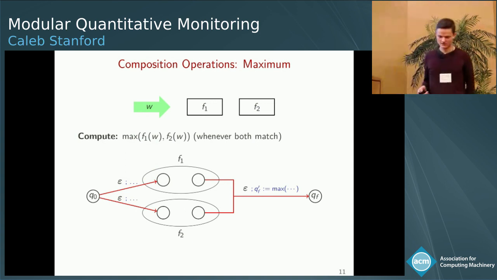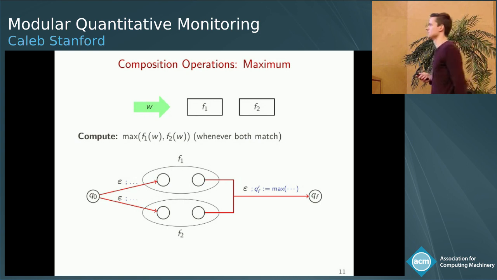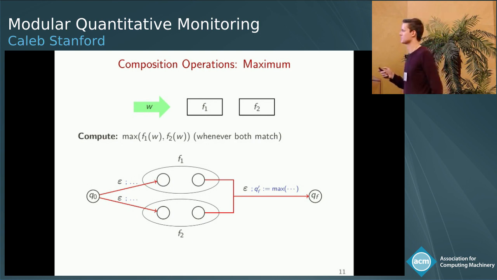Let me briefly overview how the composition operations work. I won't go into these in detail, but I'll just show you the pictures. Here's an example of an operation from your query language or specification language that you want to support. Maybe you have two functions, f1 and f2, and an input stream w, and you want to compute the maximum of the values of the two streaming functions. You can do this just like in the NFA constructions. You put the two things side by side, and you add some epsilon transitions. And that's your implementation. That's what your compiler does.